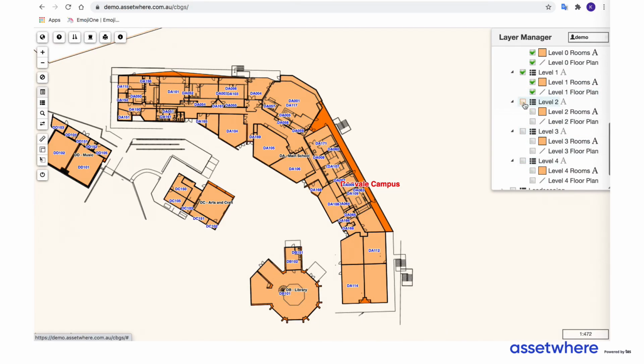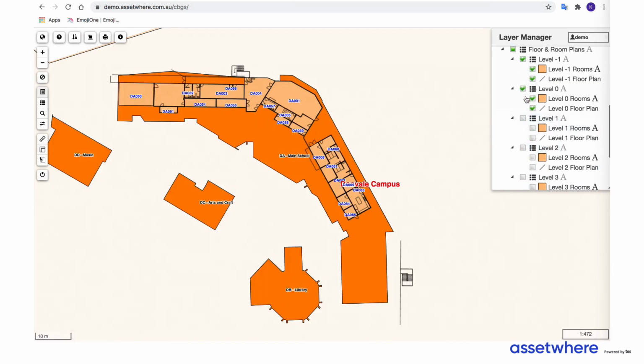And all of this is particularly useful if a school is considering any major capital works. And all of that information is readily available and at my fingertips.